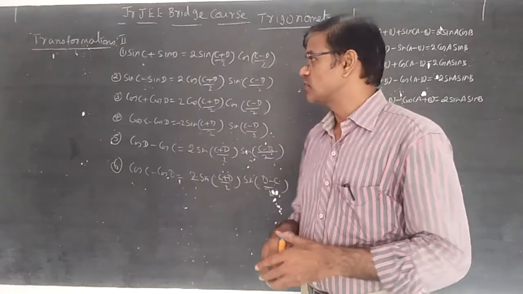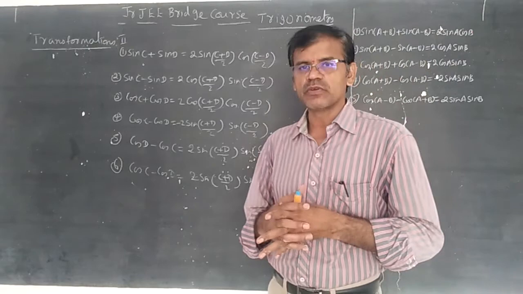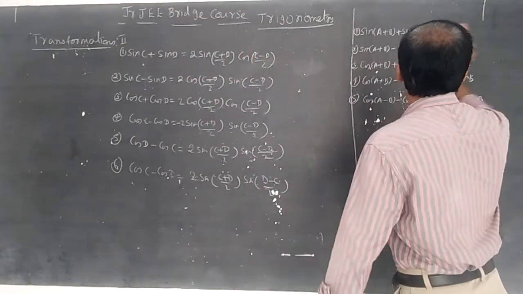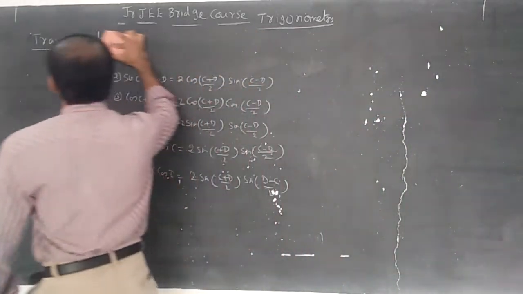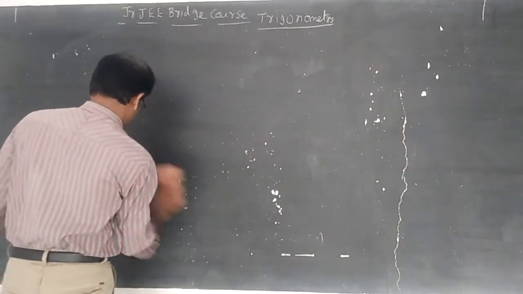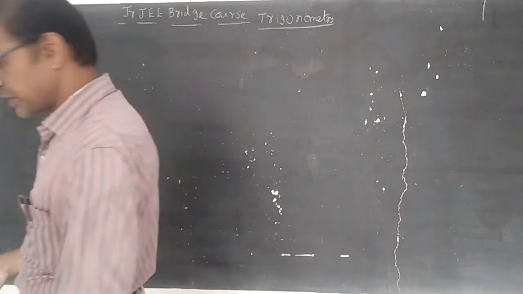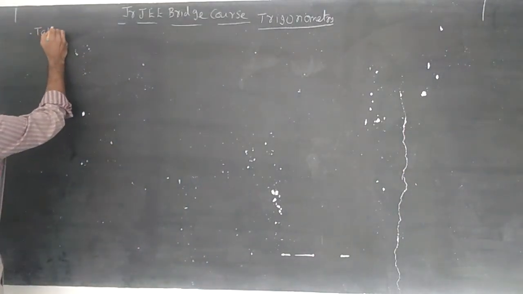Now I want to discuss with you the trigonometric table. After completion of the table we can do sums. Let us put the side heading: table of trigonometric values.